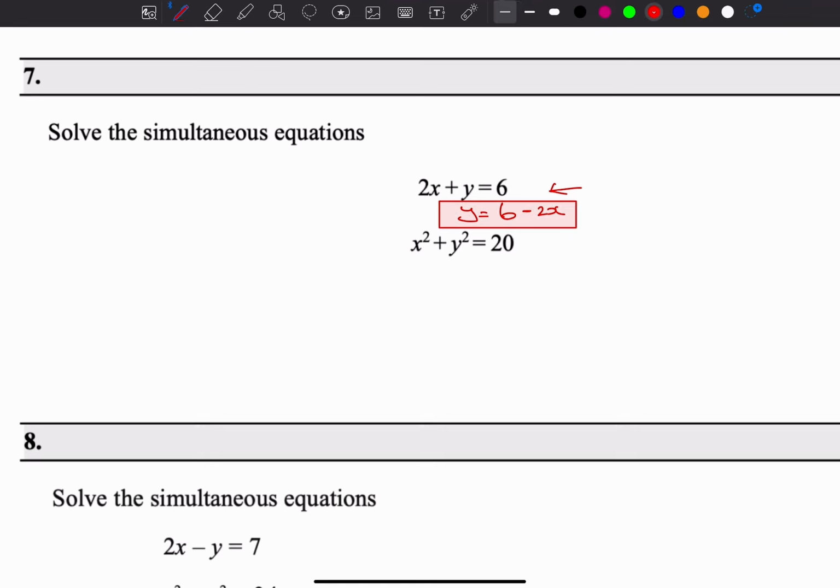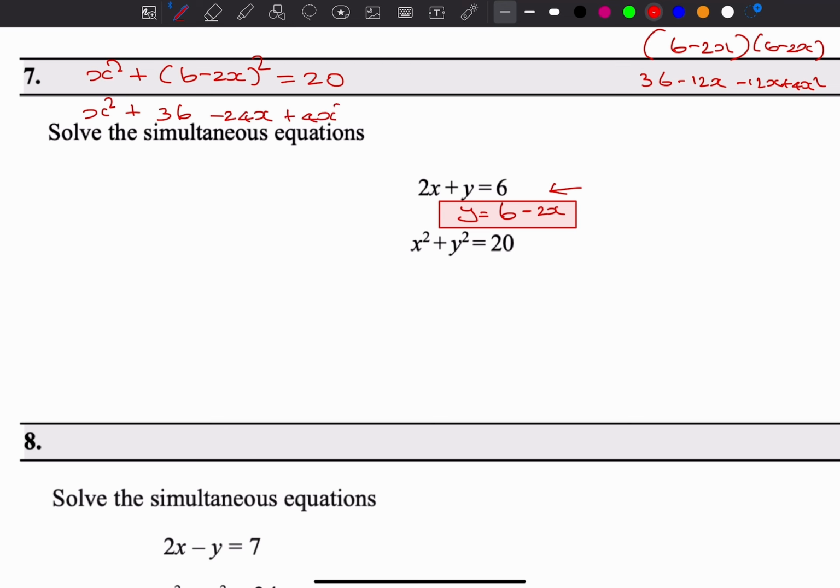Okay, substitute there. So x squared plus, instead of y, 6 minus 2x squared is equal to 20. 6 minus 2x times 6 minus 2x: that's 36 minus 12x minus 12x plus 4x squared. That gives us x squared plus 36 minus 24x plus 4x squared. Bring the 20 inside: minus 20 is equal to 0. Add it up: 5x squared minus 24x, 36 minus 20 is plus 16, is equal to 0.